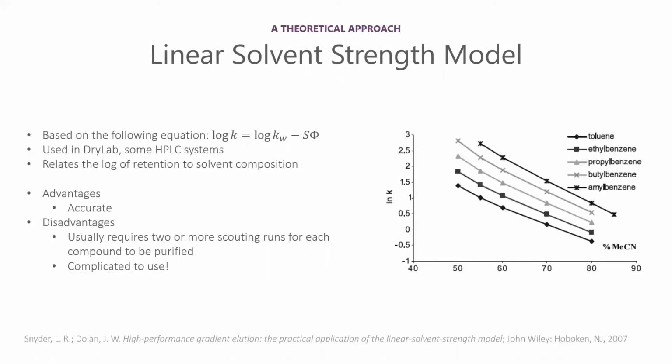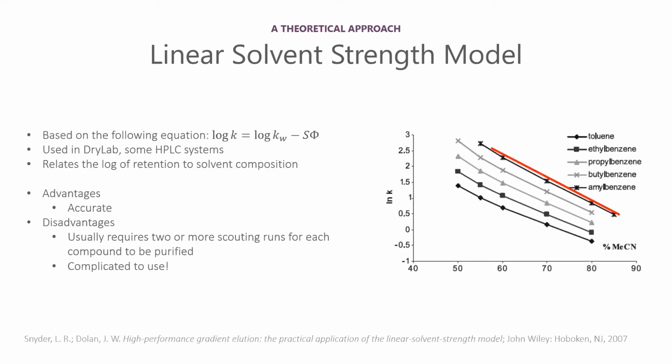One of the oldest models is the linear solvent strength model. It forms the basis of the dry lab software and some HPLC gradient calculation built into some systems. The linear solvent strength model is based on the displayed equation, where K is the retention of the compound compared to its retention in water, Kw, if the column is run in reverse phase. S is a constant and phi is the solvent composition.